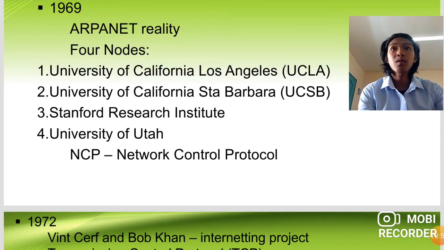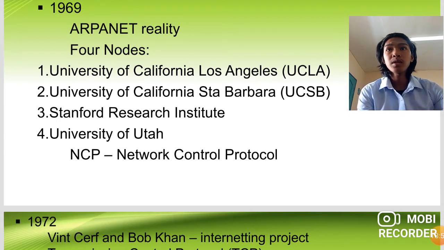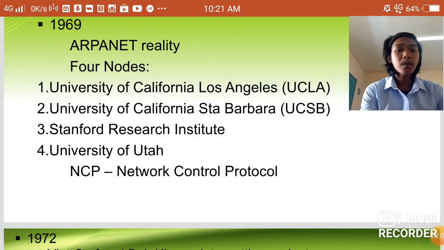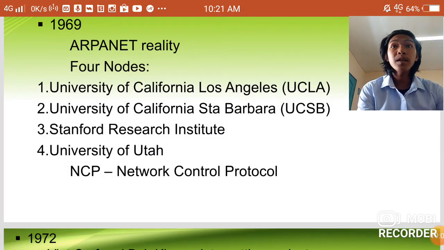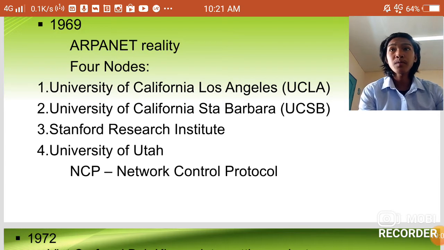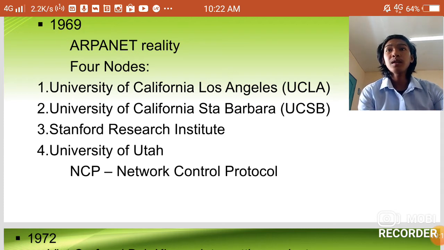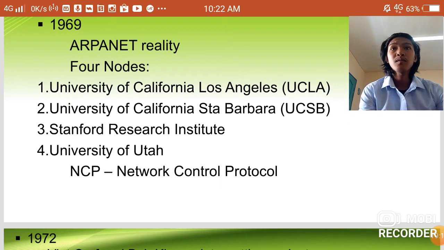NCP, Network Control Protocol. Network Control Protocol is a set of protocols for formatting, a part of point-to-point protocol. PPP is a data link layer protocol that is used to transmit multi-protocol data between two directly connected point-to-point computers.